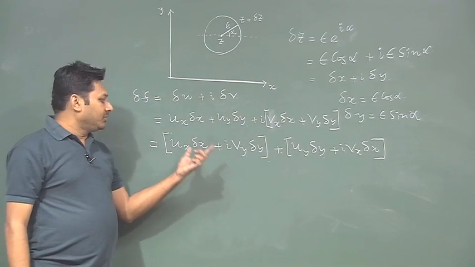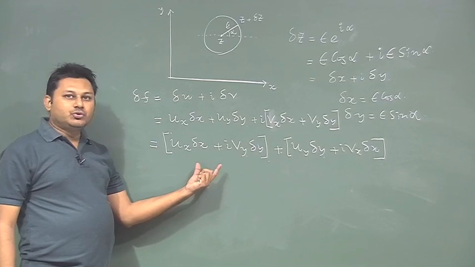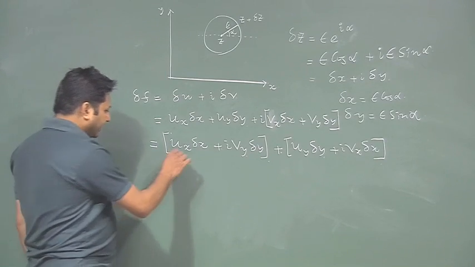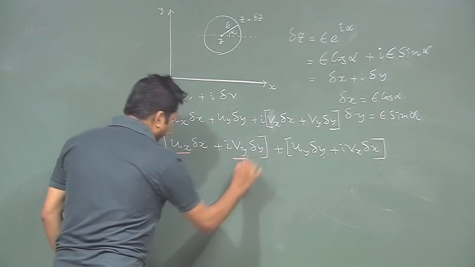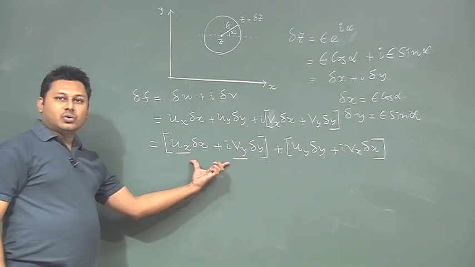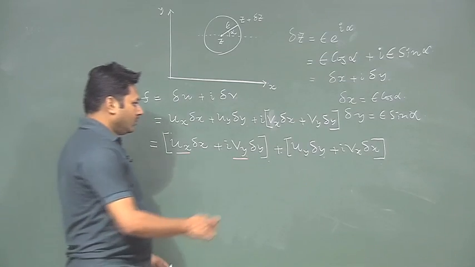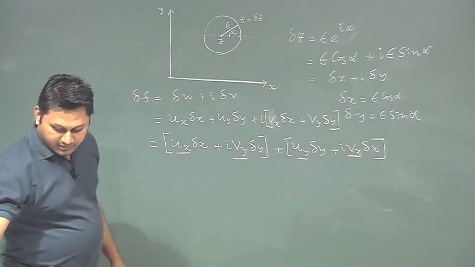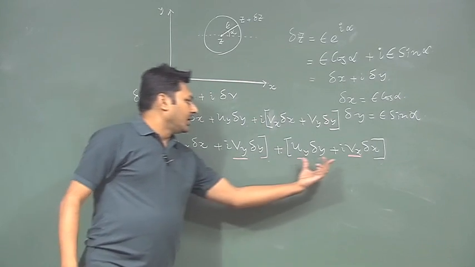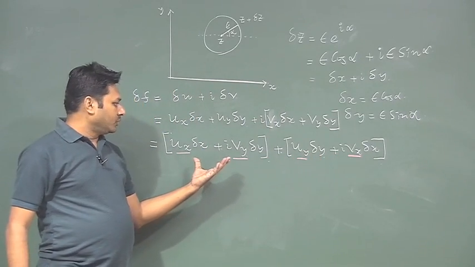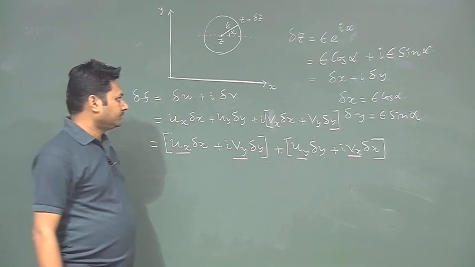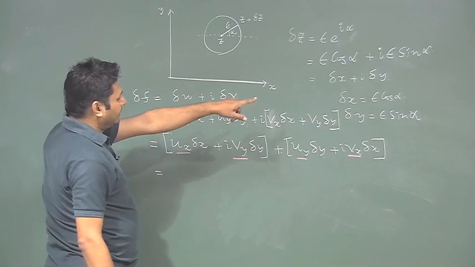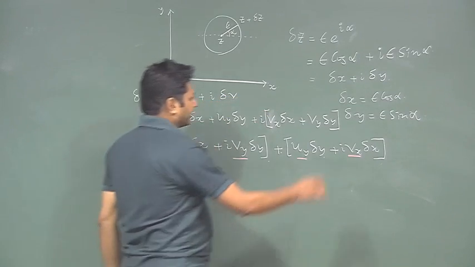Even though I am rearranging that, you should note one thing carefully: during the rearrangement I take u_x and v_y, which are related to the Cauchy-Riemann equation, and u_y and v_x, which are also related to the Cauchy-Riemann equation, and I will separate these two in this form. Now, I would like to put in the delta x and delta y values that we have here.